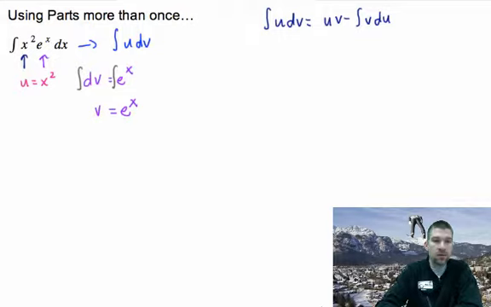So I've got u times v, right here, x squared e to the x, minus the integral of v du. Well, I've got v, but I don't have my du. So du is going to be 2x dx. Did you see what I did? I did 2 for the price of 1. I went ahead and multiplied both sides of my equation by dx right here. So now that gives me 2x dx times e to the x.